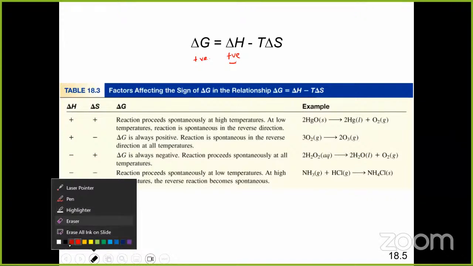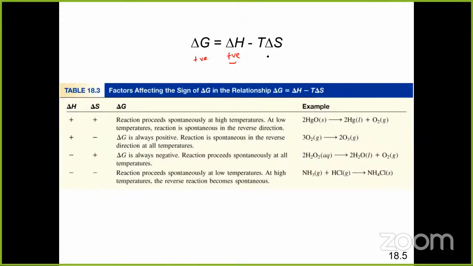So if delta S is negative, think about this. If delta S is negative and delta H is positive, this minus sign will make all of this positive. So we have positive plus positive, which means that delta G will be positive, which means that the reaction will be non-spontaneous. All right? Or you could say that in the reverse direction, the reaction will be spontaneous. And this will be true at all values of temperature. All right? So that's what happens if delta H is positive and delta S is negative.